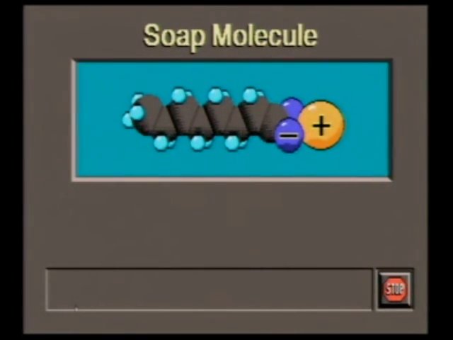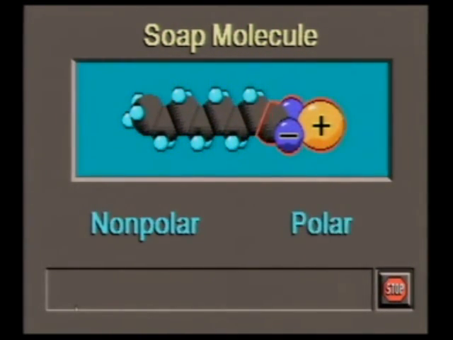Soap molecules are organic molecules with a long hydrocarbon chain. Along this chain, the charges are uniformly distributed, so this part of the molecule is nonpolar. But at one end of the molecule is a polar group. The polar and nonpolar parts of soap molecules are able to interact with other substances differently.